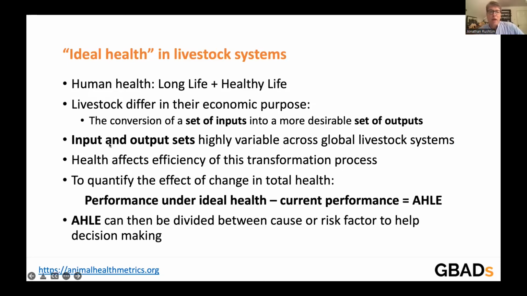Now, the way this input-output relationship is set is very variable across different global livestock systems. And we need to think very carefully about how health actually affects the efficiency within that transformative process. Now, this is a challenge. We can simplify it down in many systems where we could perhaps argue that in an ideal system for, say, dairy health, the animal will always have a first calving after 2 years, it will have a calf every year, and it might be replaced after 4 lactations.